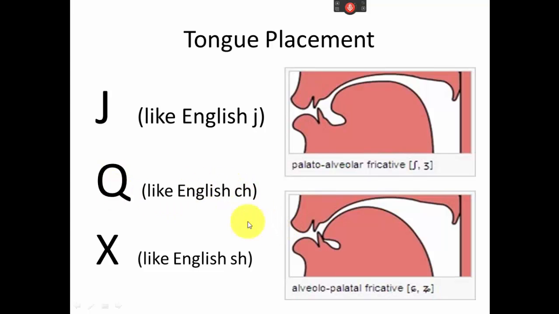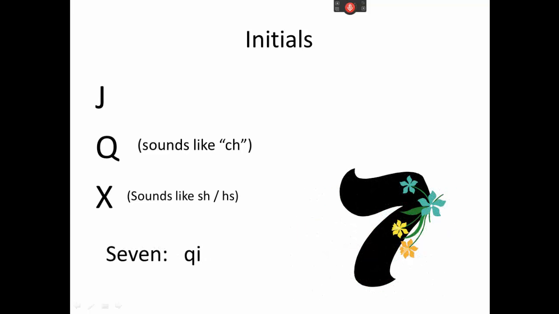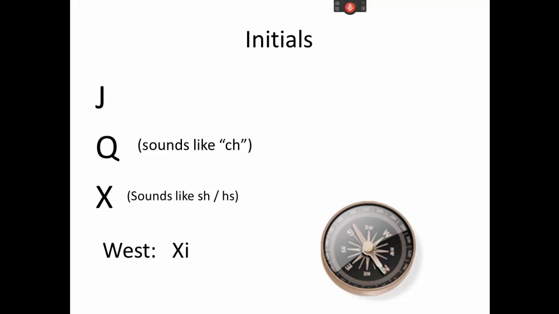So that the Q sound almost sounds like a T or a D. Chi, chi, chi. And the X, which sounds like SH, sometimes sounds like an S. Shi, shi, shi. So rooster, chicken, is going to be ji, ji. The number 7, qi, qi. And west, xi, xi.